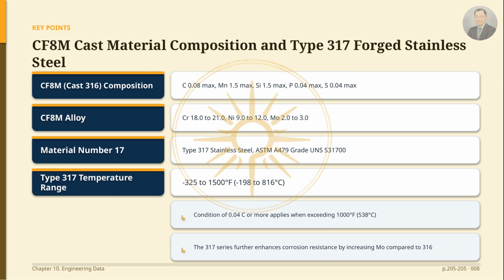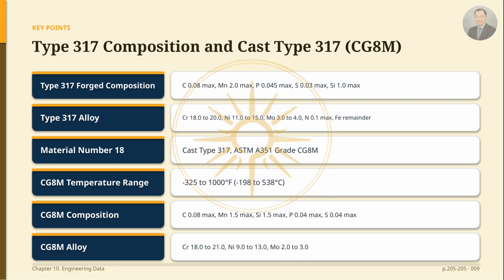The operating temperature range is minus 325 to 1,500 degrees Fahrenheit, or minus 198 to 816 degrees Celsius. Similarly, if used above 1,000 degrees Fahrenheit or 538 degrees Celsius, the condition of 0.04% carbon or higher applies. The key point is that type 317 is a grade where corrosion resistance is further strengthened by increasing the molybdenum content compared to type 316. I would like to introduce the detailed composition of type 317 and its cast form CG8M.